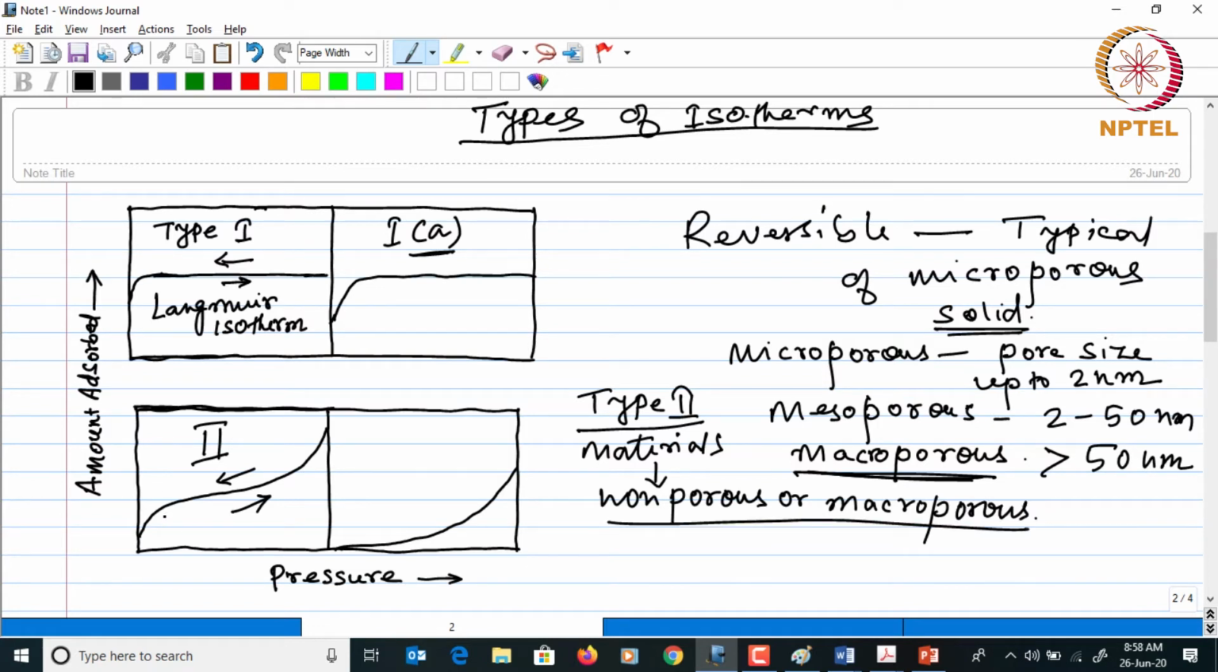Here you can see a bend at this point. Let's say we call this point M. That point M basically corresponds to the formation of a monolayer.